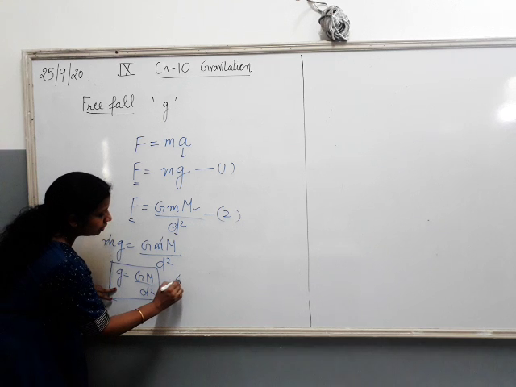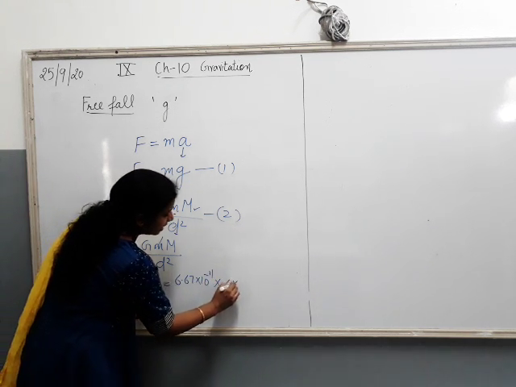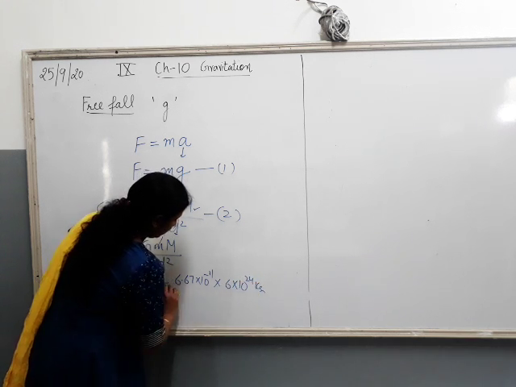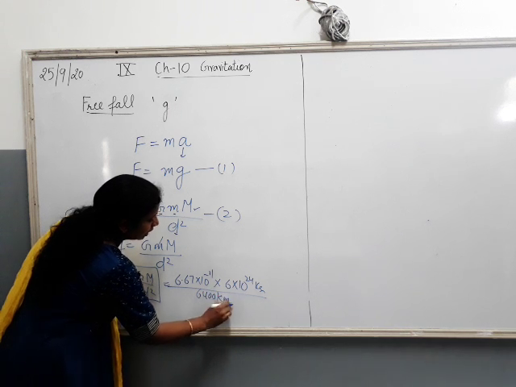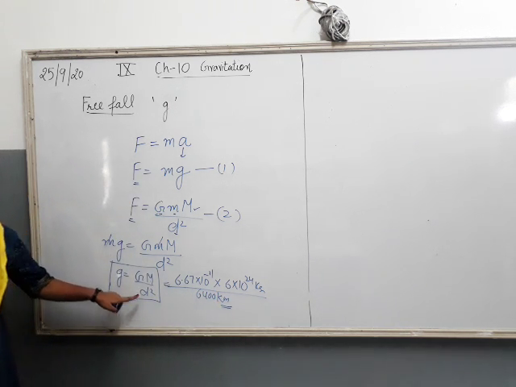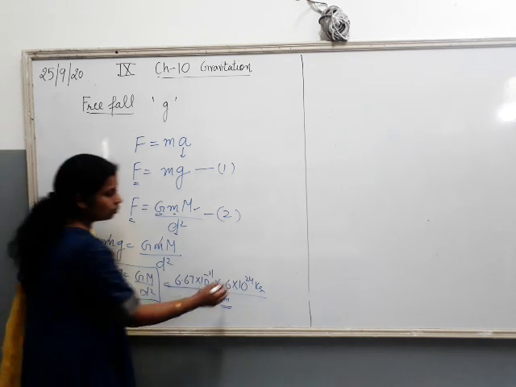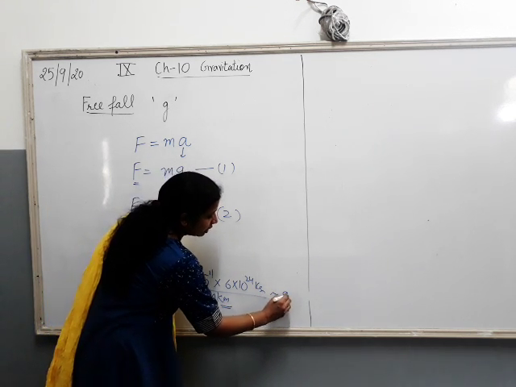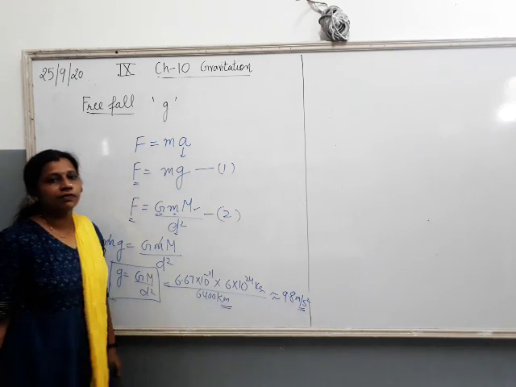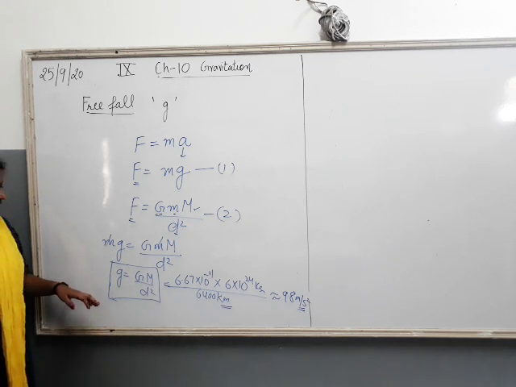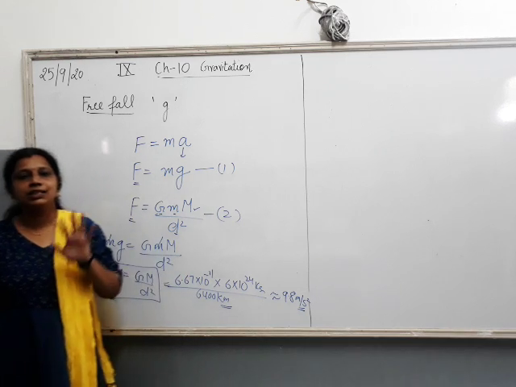G value you already know, it is 6.67 into 10 power of minus 11. Mass of the Earth, you can take as 10 power of 24 kg. And radius of the Earth, 6400 kilometer. Now, you have to convert this kilometer into meter. Do this calculation and see what value of g you will get. Approximately, the value that you will get is 9.8 meter per second square. This is the unit of acceleration. So, because of gravitational force, the acceleration of the object will be equal to 9.8 meter per second square.